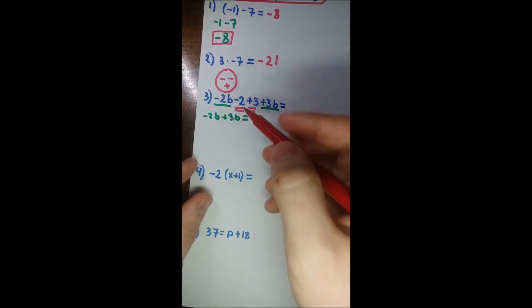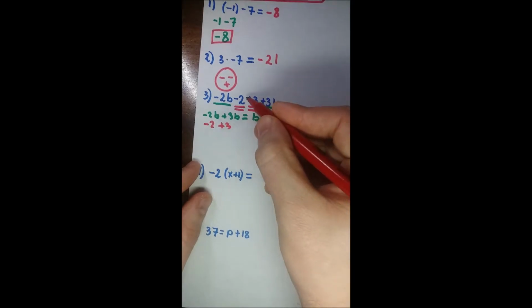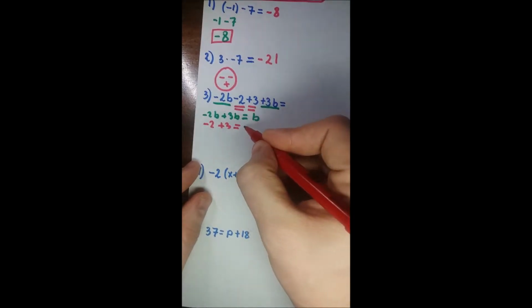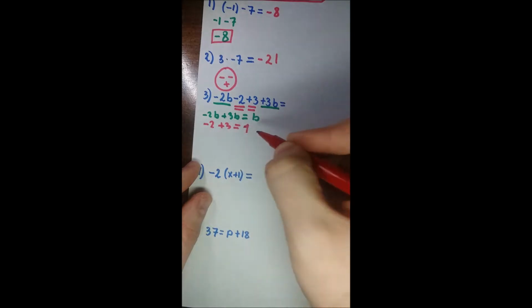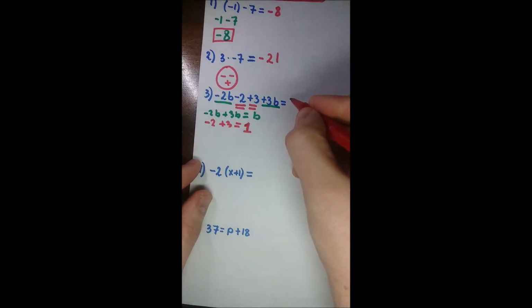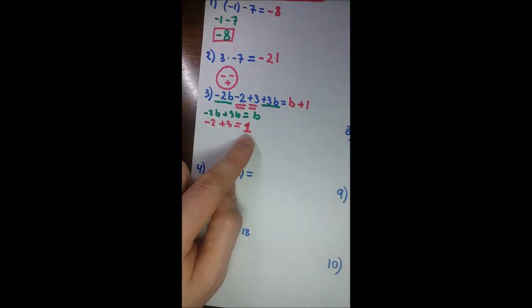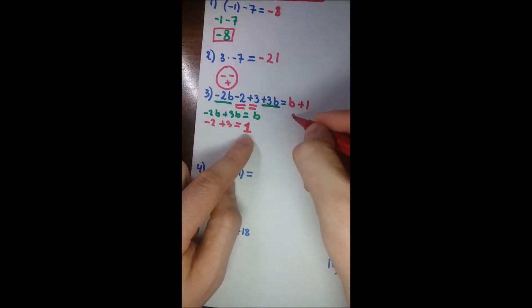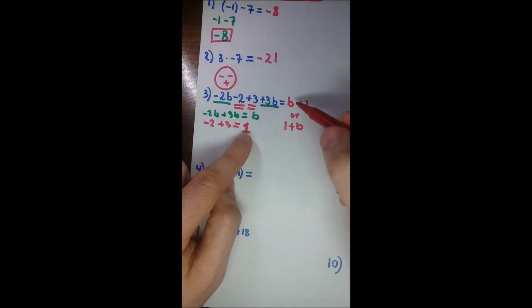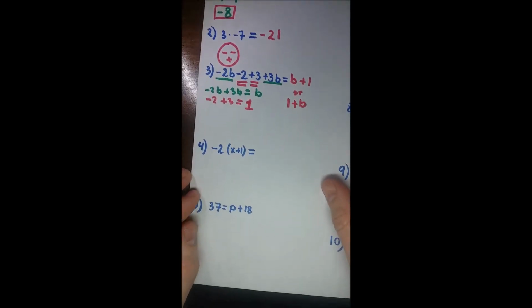In red, you're going to write down minus 2 plus 3. I underline this 2 with red. So that is just 1, positive 1. So the answer is b plus 1. In some cases, you guys could write down 1 plus b. Both of those are correct, but I would prefer a variable to be first. So b plus 1 is going to be your best bet.